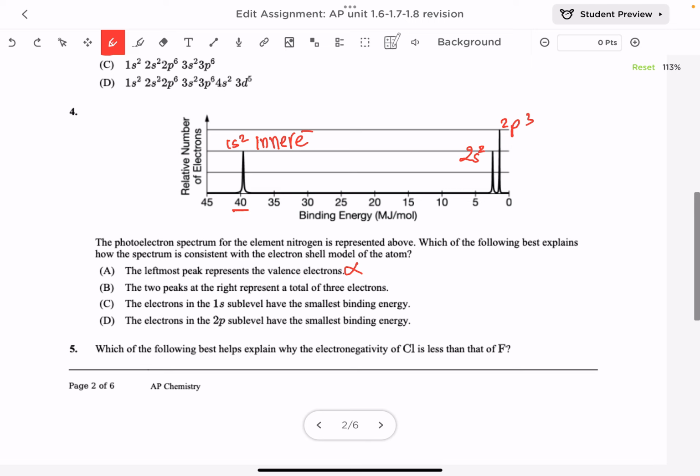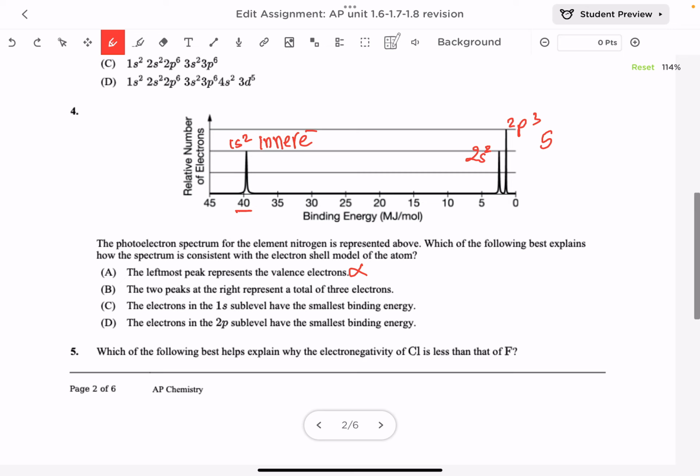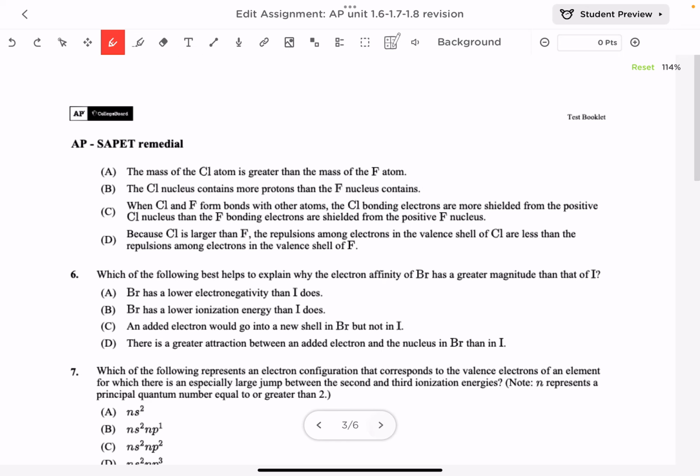That's not correct. I have a total of 5 valence electrons because this is the highest energy level. The electron in the 1s has the highest binding energy? That's wrong. And finally, the 2p electrons have the smallest binding energy. Exactly, because they are furthest from the nucleus.